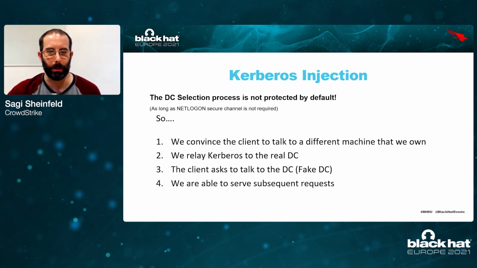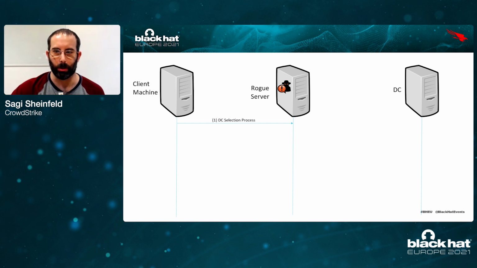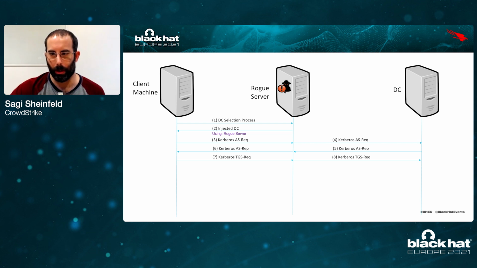Let's take a look at the attack flow. The client machine starts the DC selection process, and we inject our fake DC. Then when the authentication process starts, we just relay all the messages to a real DC and then back to the client until the authentication finishes. And again, the process of asking a TGS for host will work since the DC is genuine and we return a real TGS.